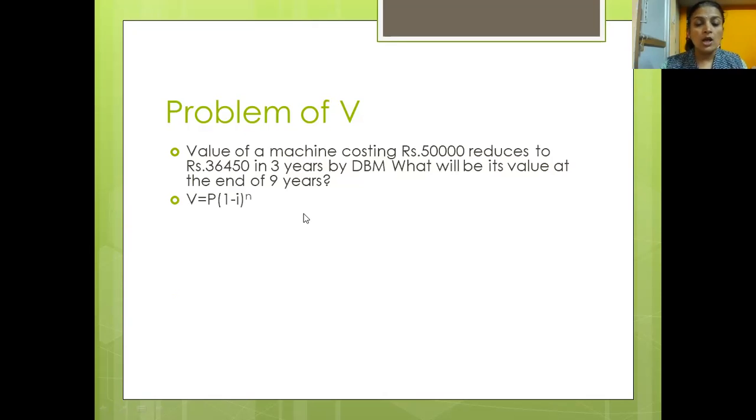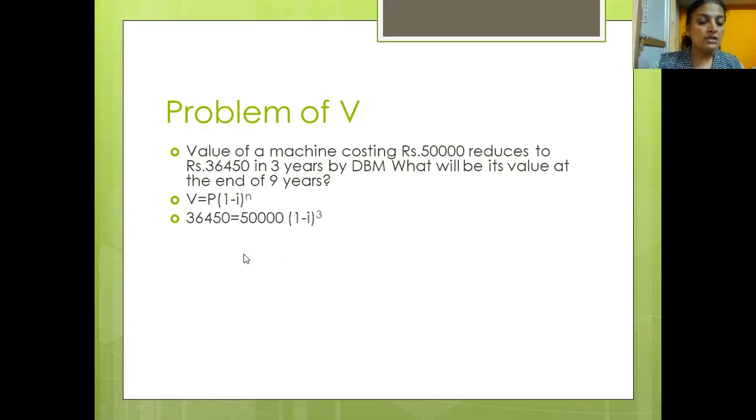What is given in the problem? Here V is the value of the machine costing. Costing means P is given, and it reduces to rupees 36,450. That means V is also given. So here P is given and V is also given in 3 years. So N is given. And what you are supposed to calculate, we don't have the rate of depreciation. Without the rate of depreciation, we should calculate the V value after 9 years. After 3 years the value is given. With the help of that, we have to calculate the value after 9 years.